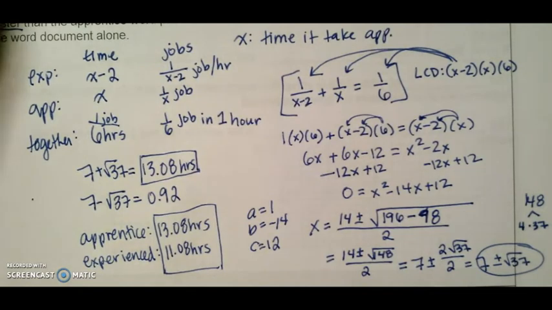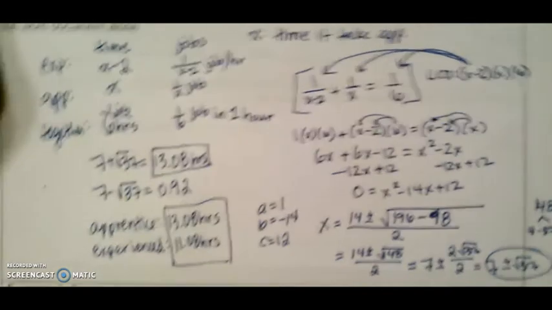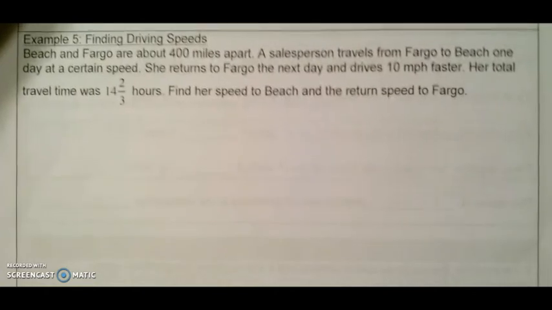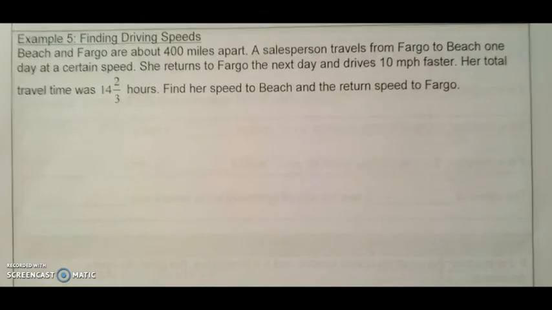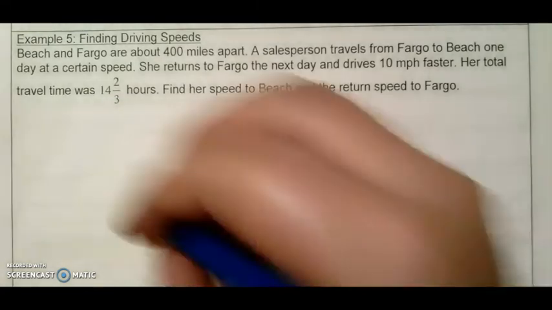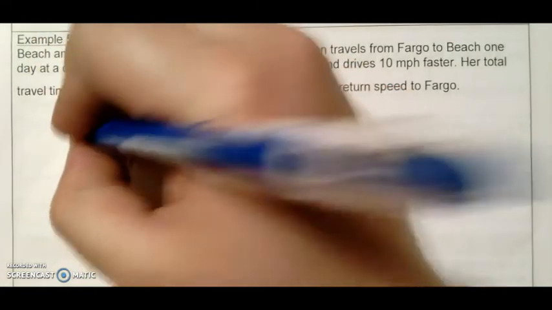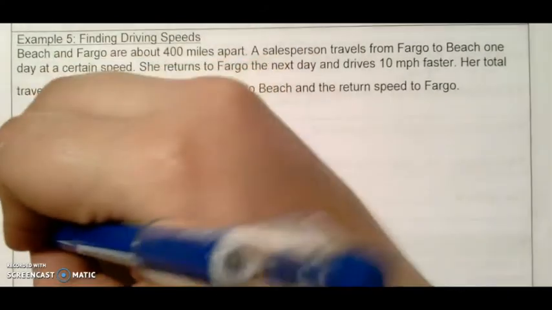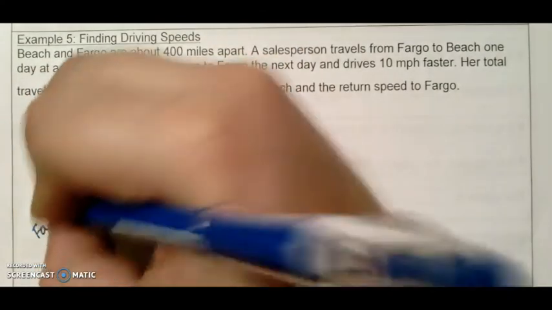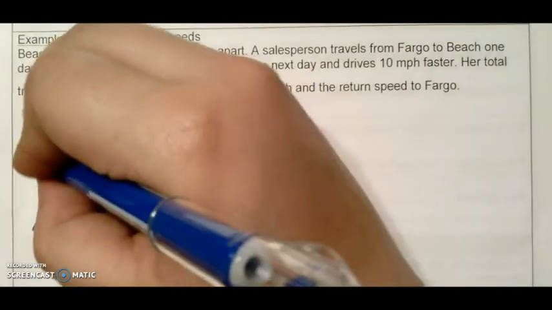All right. And then the last one that we're going to look at here is distance, rate, and time, so finding driving speeds. Okay, so we have two places, Beach and Fargo, that are 400 miles apart. Just for my benefit, I like to draw a picture. Here's Beach, here's Fargo, and I know that the distance between them is 400 miles.